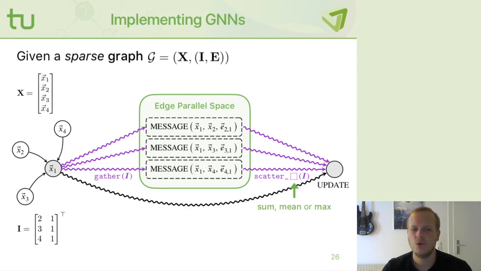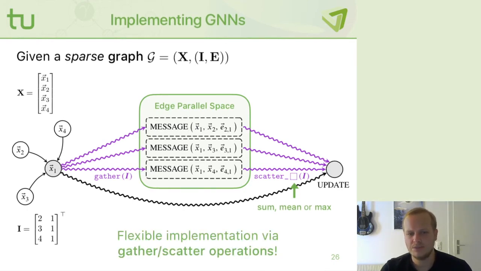And last, we can update the node representations by implementing the update function. As you can see, this implementation is very flexible, since it disentangles the message, aggregate, and update functions from the message passing scheme. And that is really convenient when doing research on GNNs.